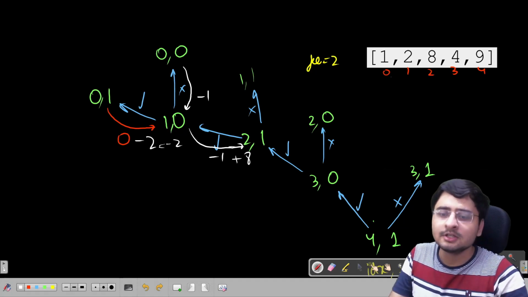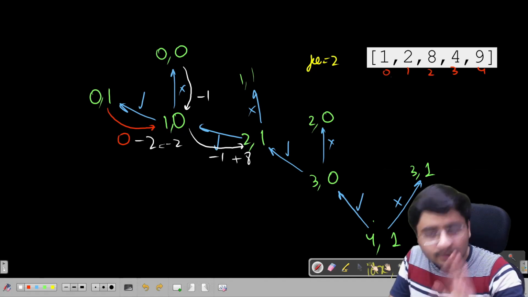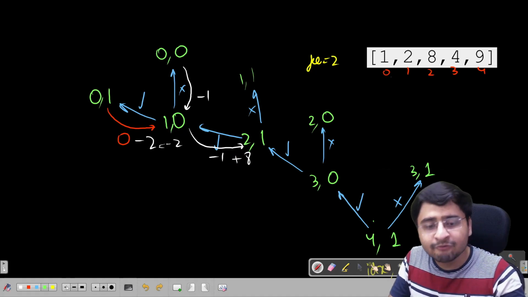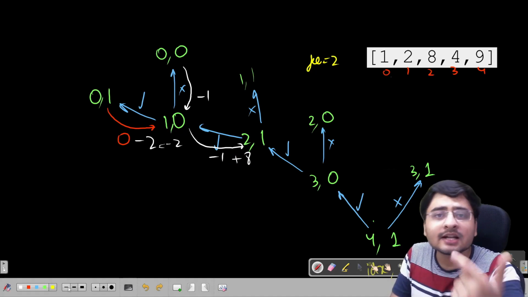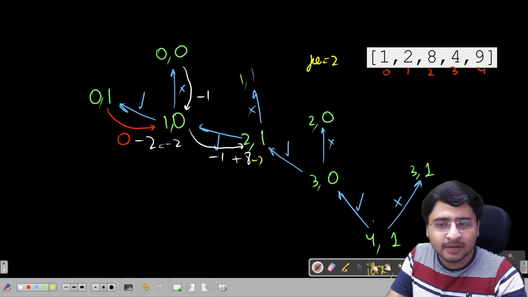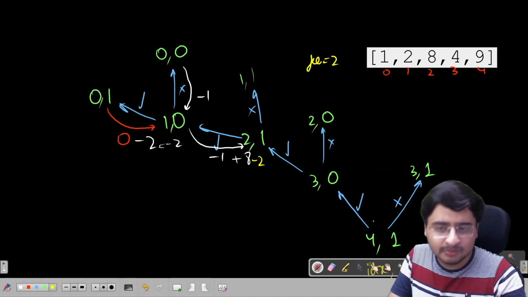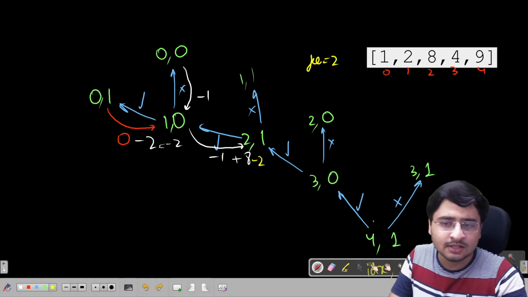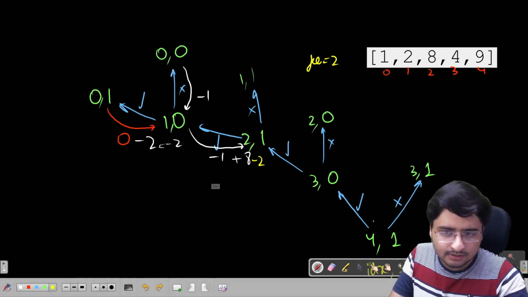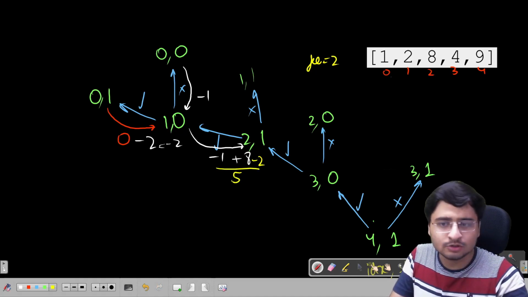Simple, right? So now, one thing we have to consider here is that every time we are selling, we are completing a transaction. So we'll have to apply the transaction fee. So this -2 will also be applied here. And what will be the total value of this expression? The total value of this expression will be 5. This comes down to 5.